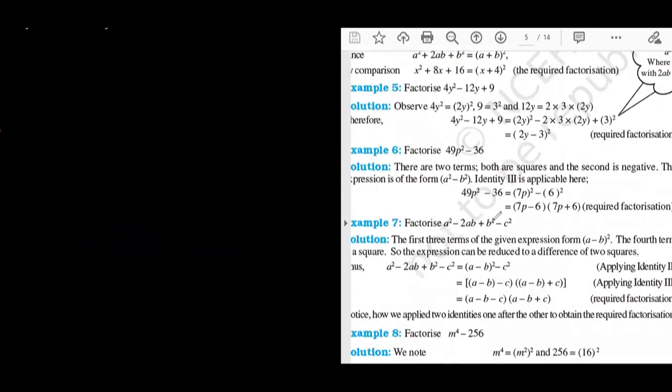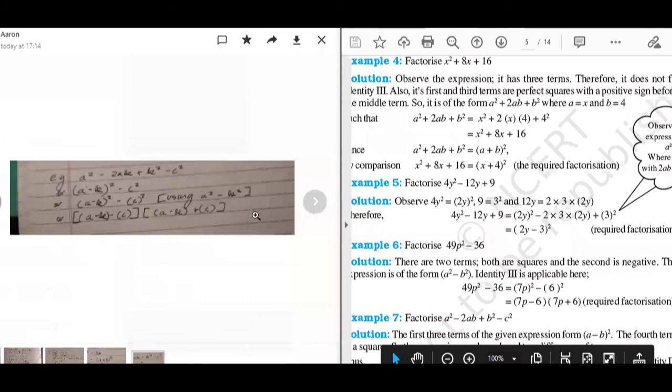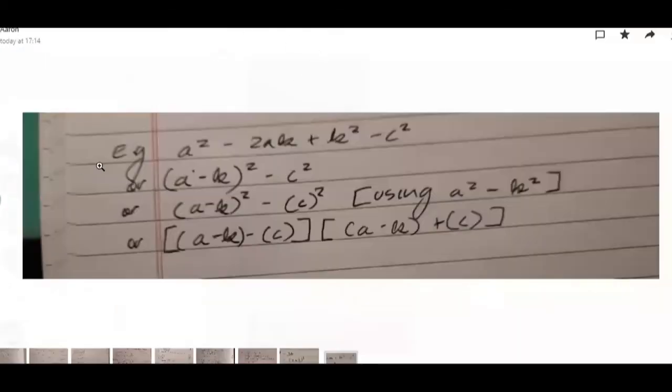Example number 7 basically. If you observe, there are many terms, but if you pay attention, this part is separate and this thing is separate. A square minus 2ab plus b square. So one hint is try to solve this thing first and try later on for the c square. The question was a square minus 2ab plus b square minus c square. But I forgot to write the identity for the first part of the question.